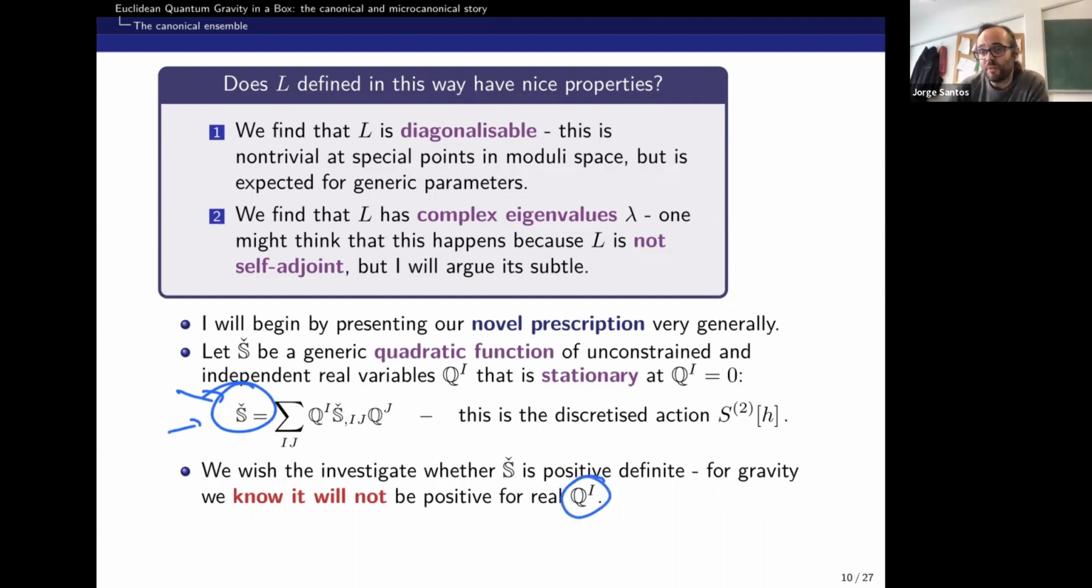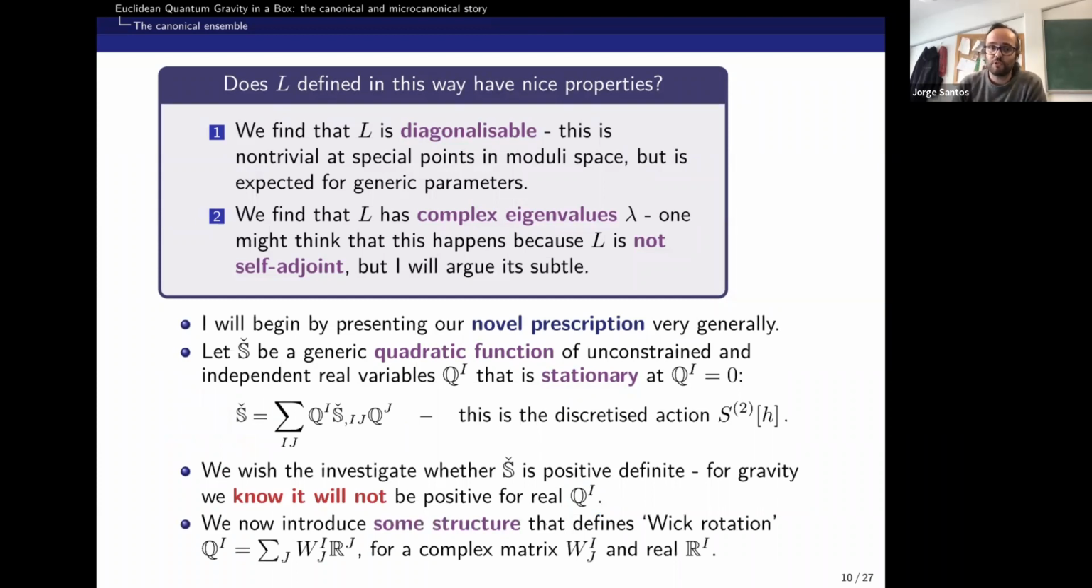Forget about it. And that's why we Wick rotate. So in this language, what is a Wick rotation? That's what I'm going to try to understand. A Wick rotation is just a map. So you take your q_i, you dress them with a matrix, and you introduce some new variables, r, okay? And it is your job to choose these W_i. For instance, I'm going to give you an example.